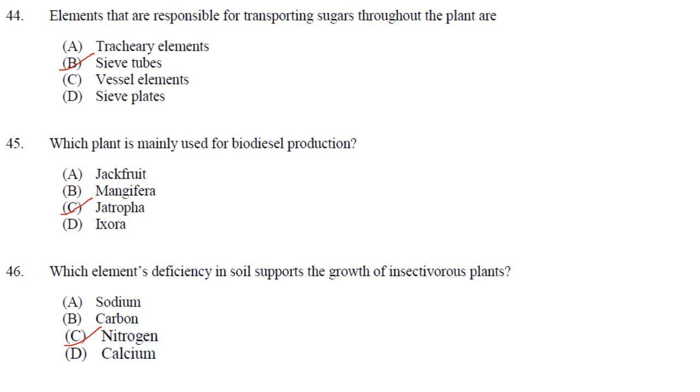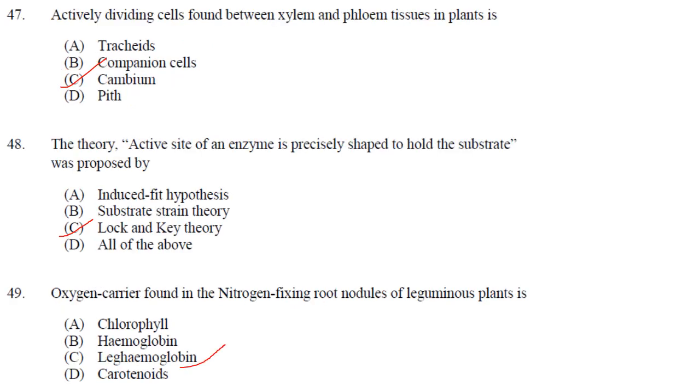Which plant is mainly used for biodiesel production? This is a very common question for most of the entrance exams. Answer is option C, that is Jatropha. Which element's deficiency in soil supports the growth of insectivorous plants? That is nitrogen. This is also a common question for many MSc entrance exams. Answer is option C. Then, actively dividing cells found between xylem and phloem tissues in plants are called the cambium. Answer is C.